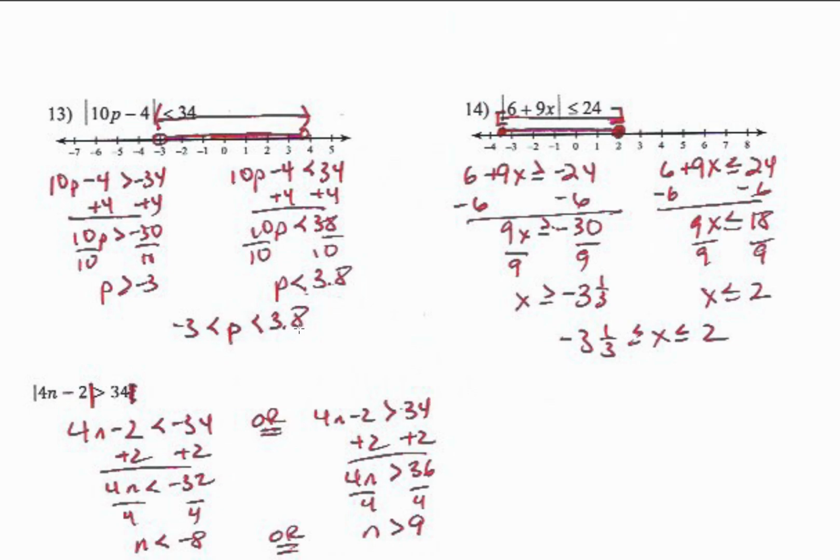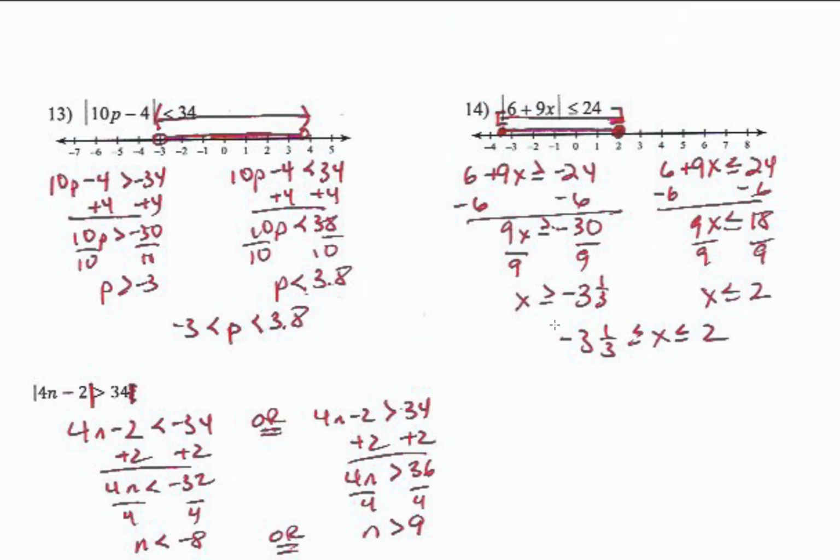All right. Number 14. 6 plus 9x is less than or equal to 24, which means it's either greater than or equal to negative 24 or less than or equal to positive 24. So I subtract 6 from both sides on the left here, and I get 9x is greater than or equal to negative 30. When I divide by 9, I get x is greater than or equal to negative 3 and a third. On the right, I subtract 6 from both sides. 9x is less than or equal to 18. Divided by 9, x is less than or equal to 2.